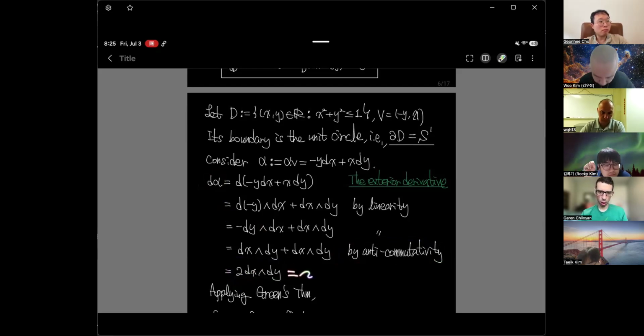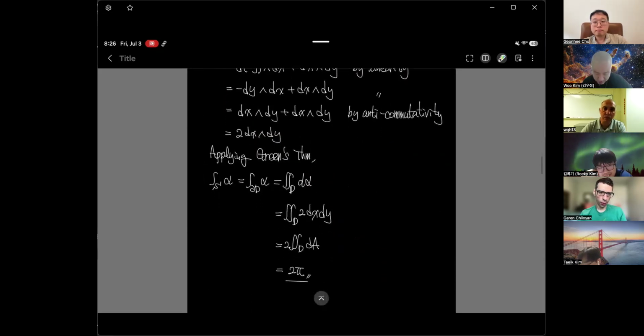Minus 2y dy wedge dx. So when I put d alpha in the integral, I think I will get minus 2 pi rather than 2 pi. Oh, that's a very good observation. So what happened? That is my question. Actually, I just learned this concept for the first time.